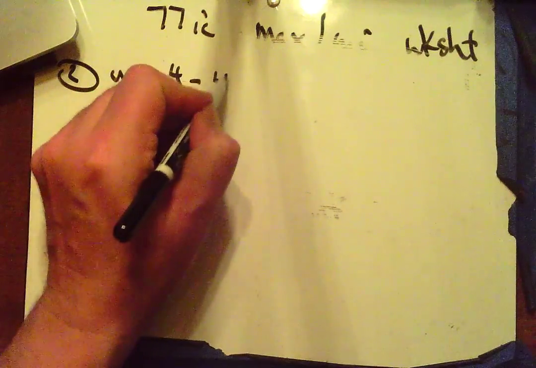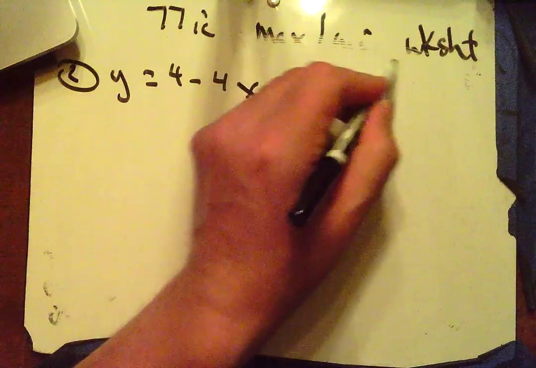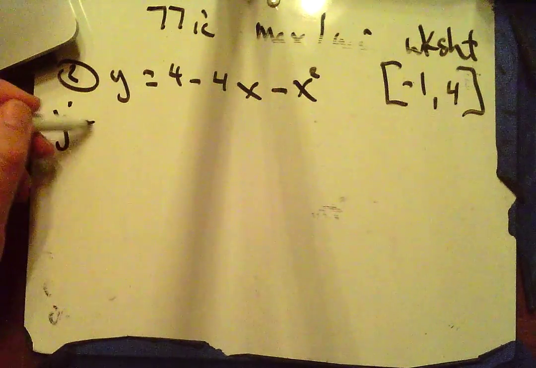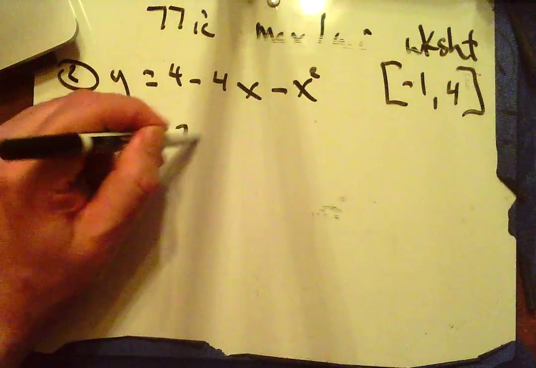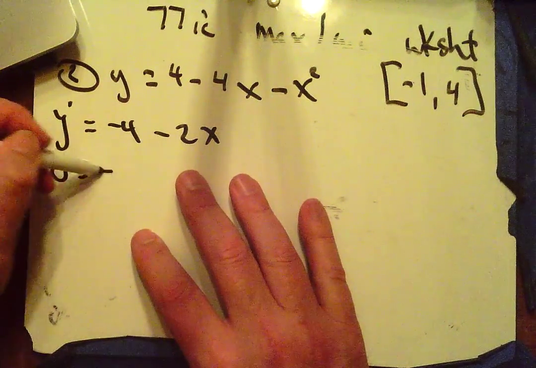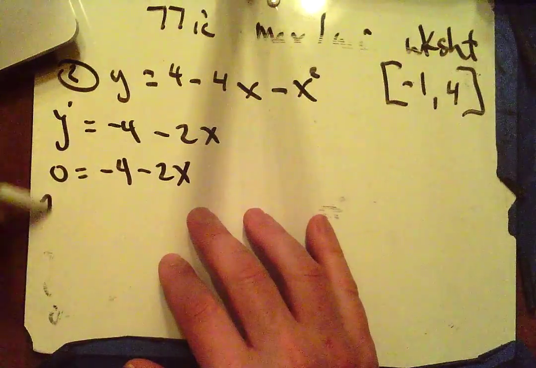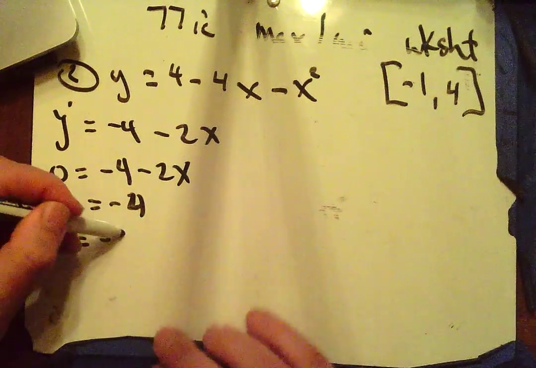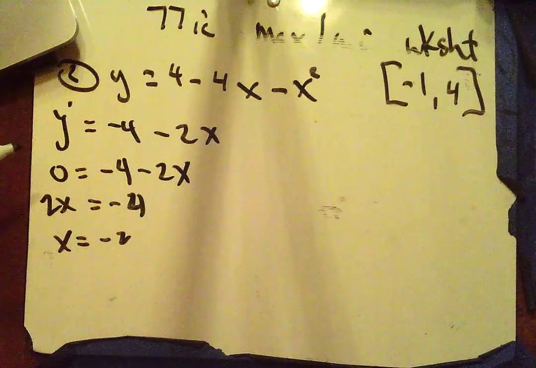Let's go down here and take a look at 2. 2 is another parabola. So we've got y equals 4 minus 4x minus x squared, and we're on negative 1 to 4. So then y prime is negative 4 minus 2x. And if I set y prime equal to 0, I get 2x equals negative 4, and x equals negative 2. Okay, and uh-oh.